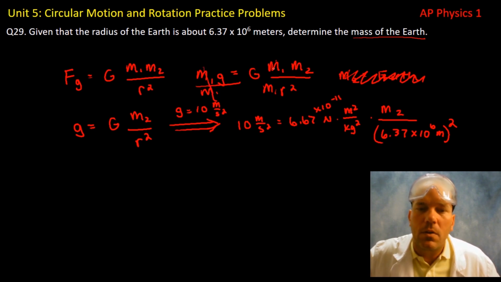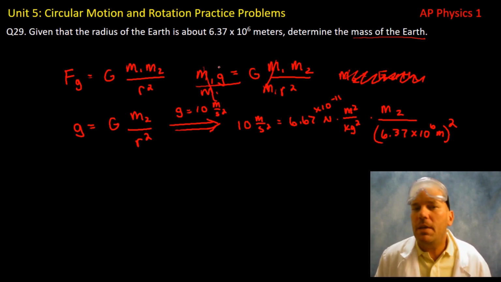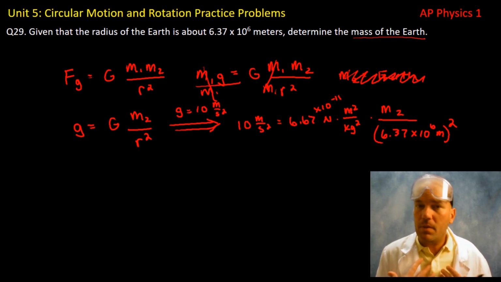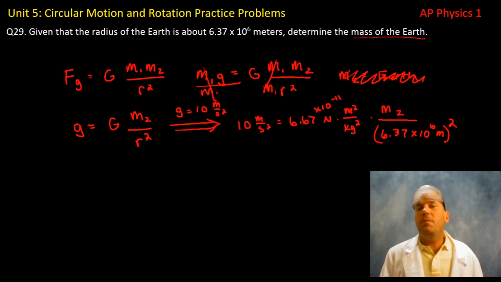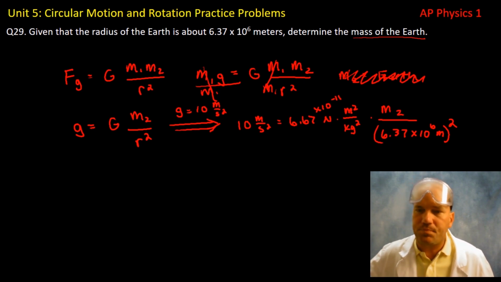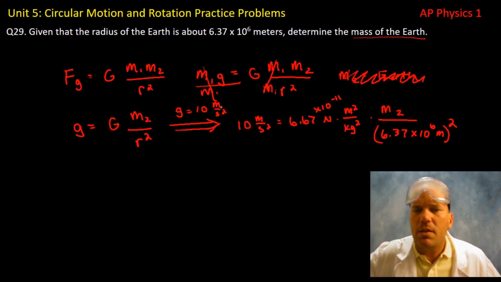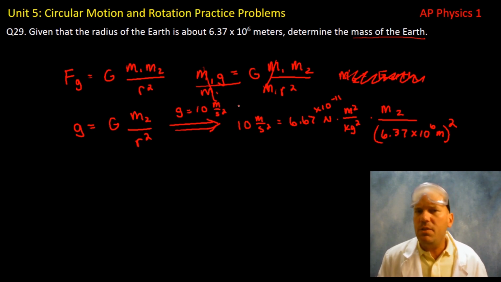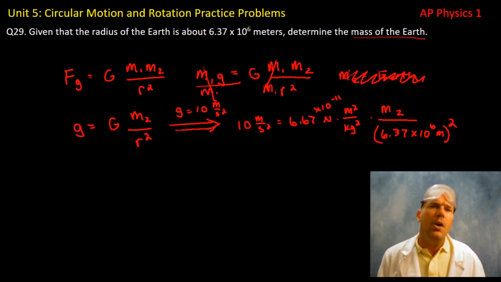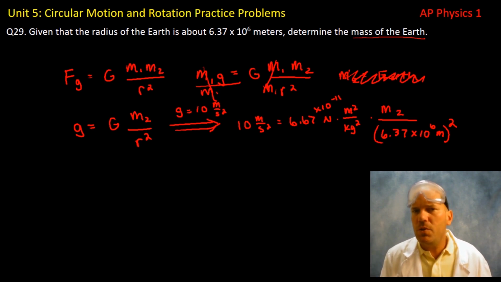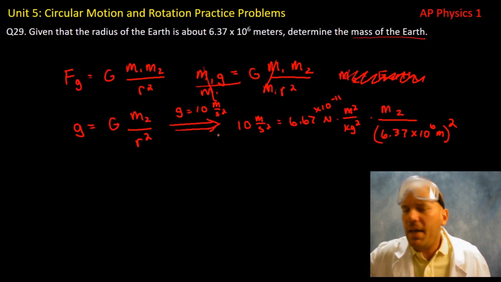So it canceled out, okay? Mass 1 could be, say, the mass of me on planet Earth. It cancels out. And so we're left with little g equals big G times the mass of Earth divided by the radius squared. Well, we know little g. That's the gravitational field strength on planet Earth. So we know that's equal to 10 meters per second squared, or 10 newtons per kilogram. So we can put that in, and now we can solve.